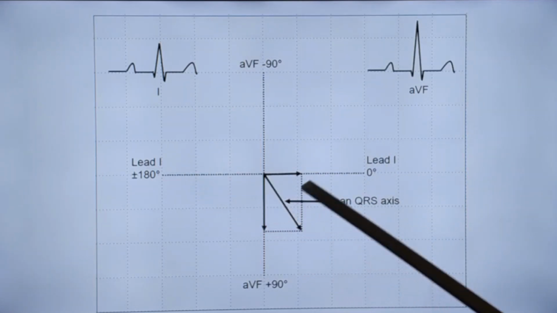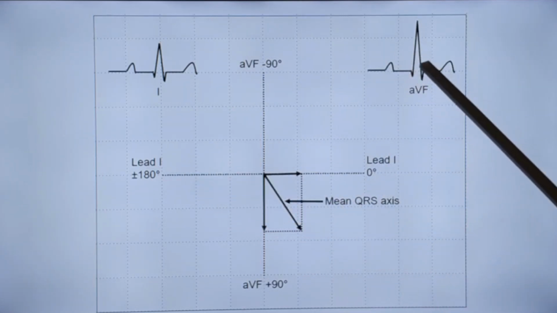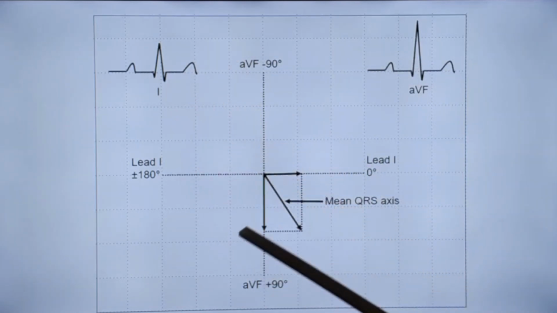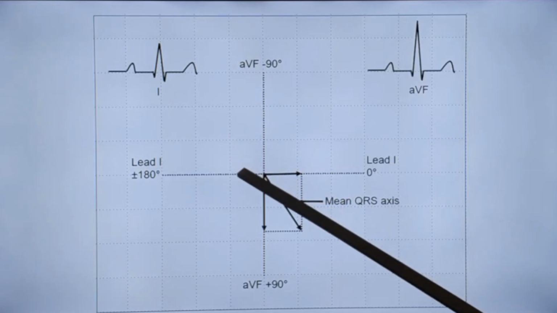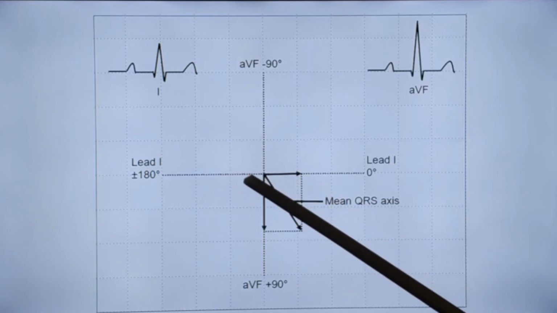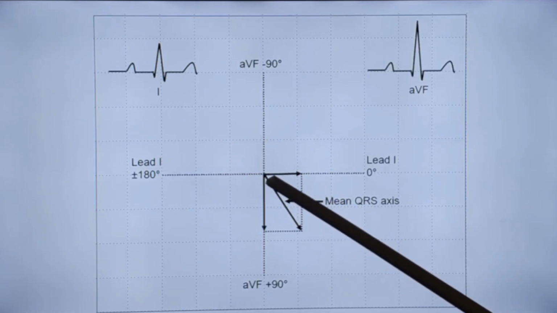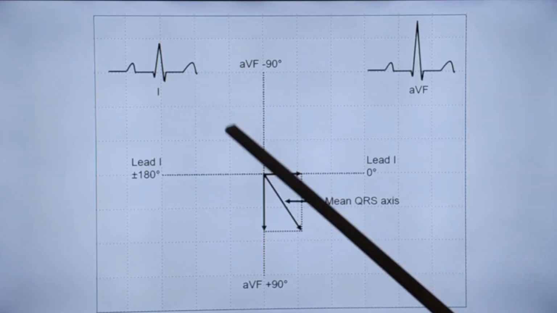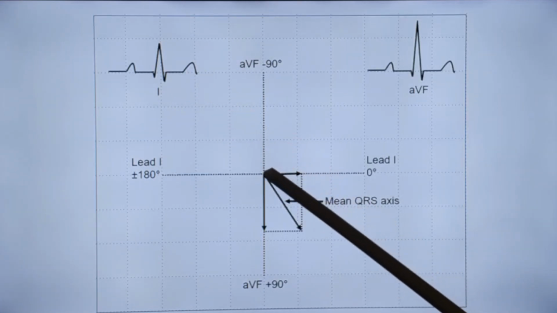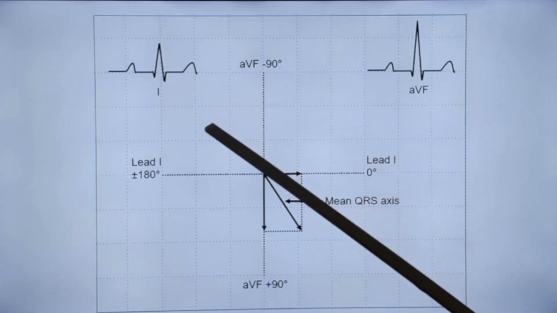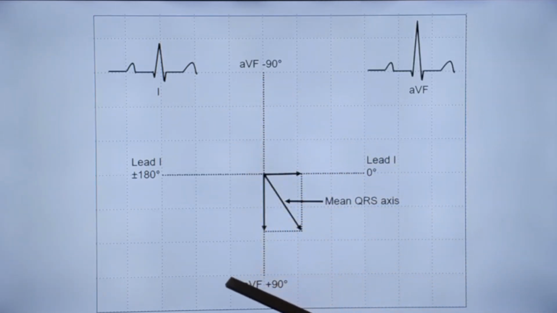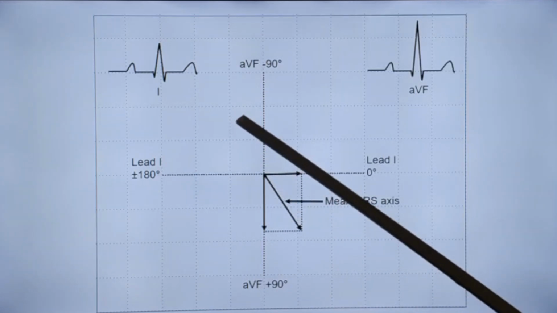Now what happens if both are negative, both AVF and lead 1 are negative? Then the electrical axis comes to this quadrant. That is known as northwest axis or indeterminate electrical axis. It can be an extreme left axis deviation or an extreme right axis deviation.